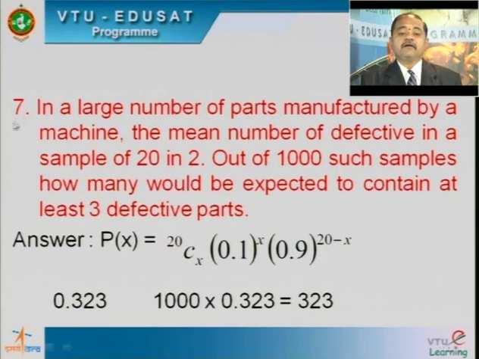See this. In a large number of parts manufactured by a machine, the mean number of defectives in a sample of 20 is 2.